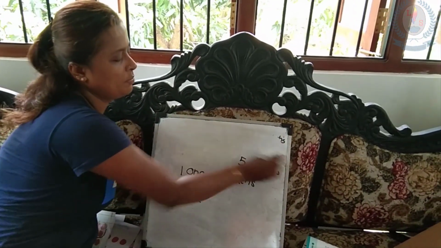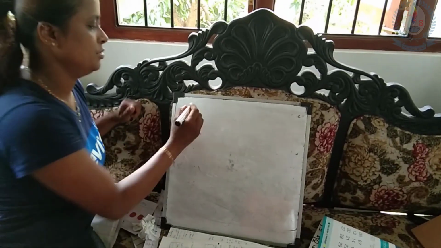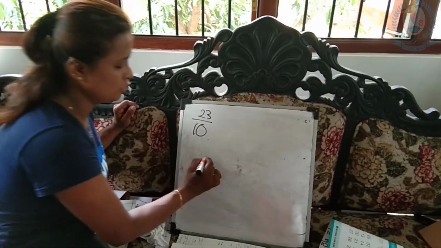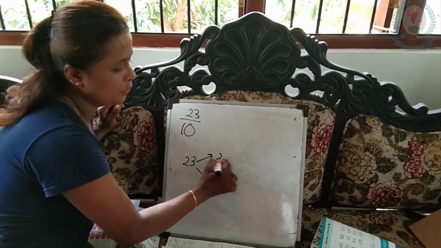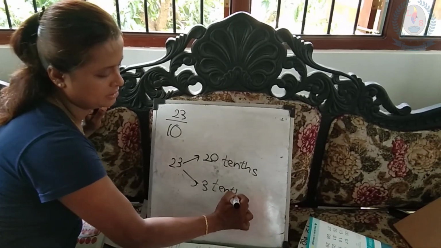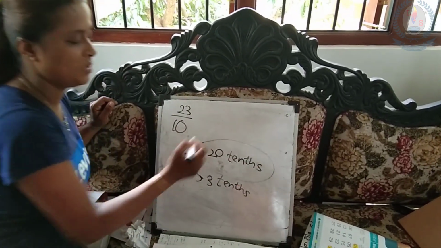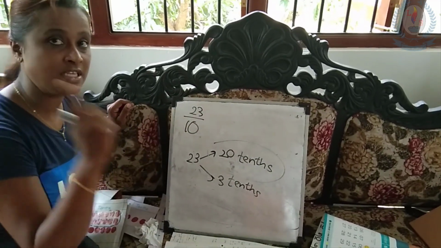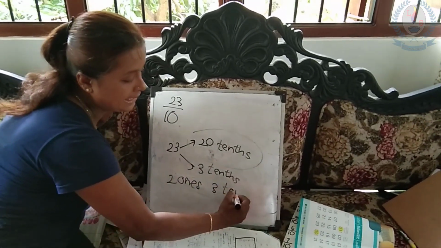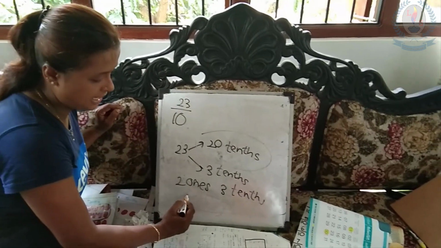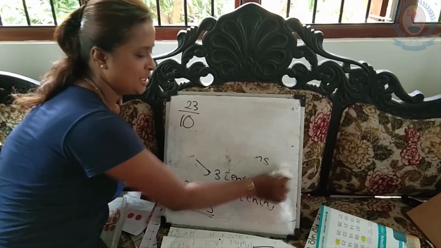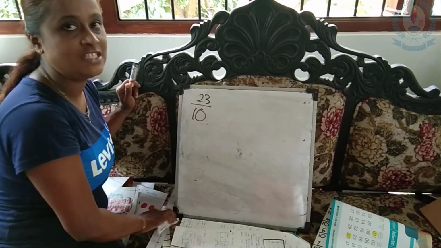Now we will convert another improper fraction into a decimal. 23 tens. 23 can be broken into two parts, 20 tens and 3 tens. 10 tens means 1 one, so 20 tens means 2 ones. 2 ones, 3 tens. So we can write this as 2.3. Okay.